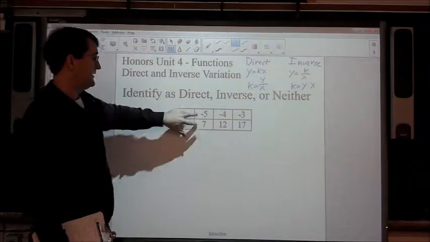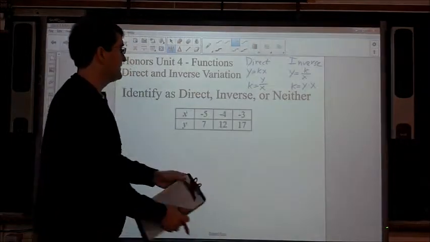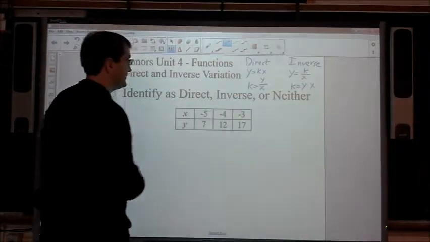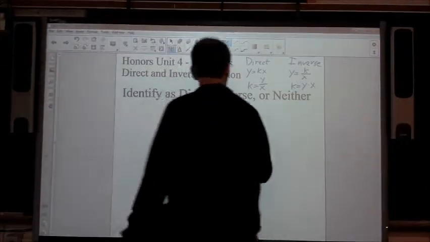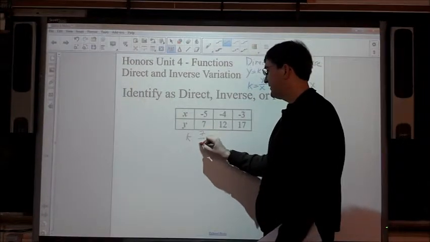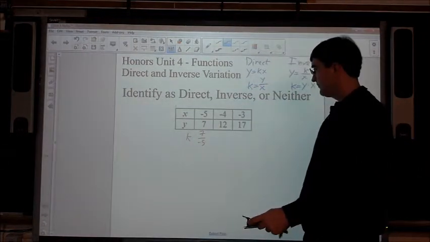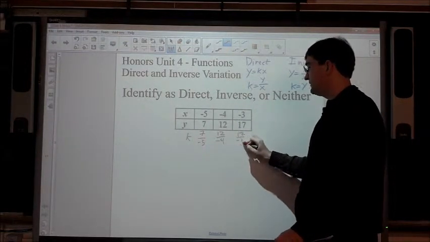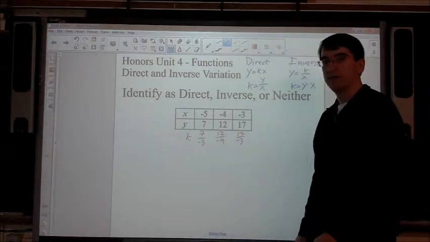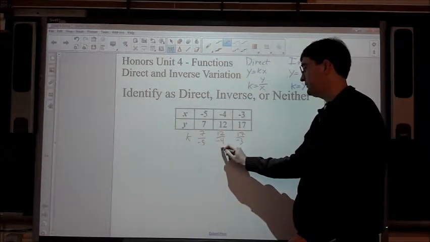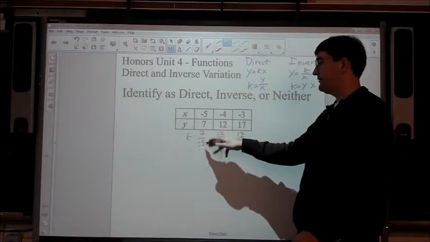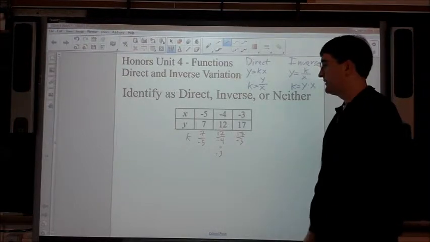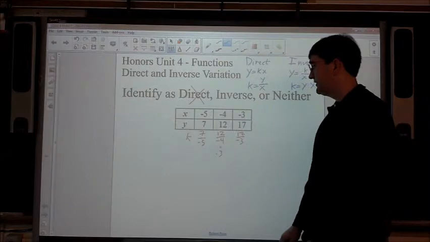So we look at the next one. Negative 5, 7, negative 4, 12, negative 3, 17. I'll try direct variation first. If the direct variation is correct, then I would have that k is equal to 7 divided by negative 5, and then 12 divided by negative 4, and then 17 divided by negative 3. And I already know that this isn't going to work. I mean, 12 divided by negative 4 should be equal to negative 3, but definitely 7 divided by negative 5 is not negative 3, and 17 divided by negative 3 is not negative 3. So it's not direct. Direct is out.